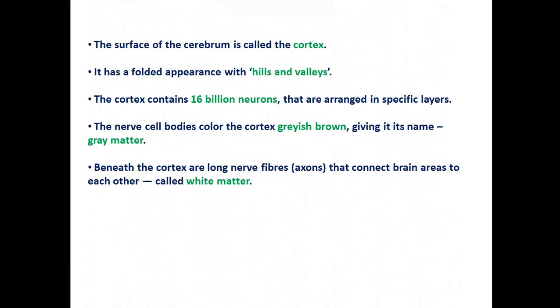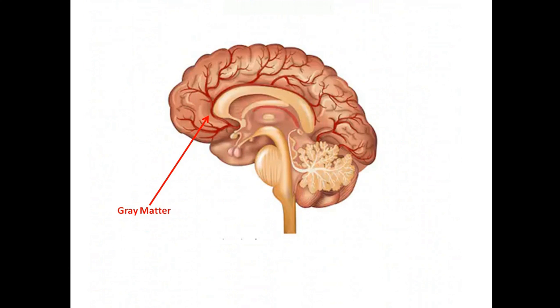Beneath the cortex are long nerve fibers, axons, that connect brain areas to each other. They are called white matter. So, gray matter and white matter. Here's the picture of the brain, which clearly shows the gray matter and the white matter.